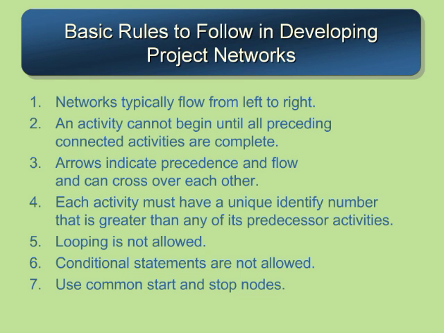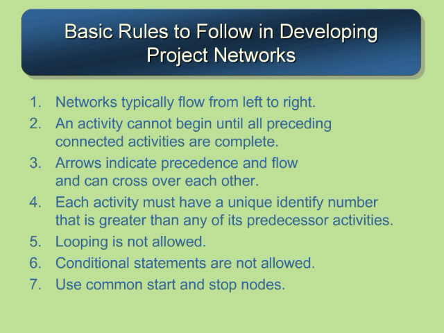All right, so we have some terminology completed. Let's take a look at what the other rules are for creating project networks. We will typically have networks flowing from left to right. It's not like a computer flow chart that you usually see going from top to bottom. We cannot begin another activity until anything preceding it that's connected to it is completed. So if an arrow is drawn to it, there's a relationship between that activity and the activities preceding it. Arrows indicate precedence and flow and can cross over each other. So it's not as structured as computer programming flowcharting, for those familiar with that. So you can have crossovers.